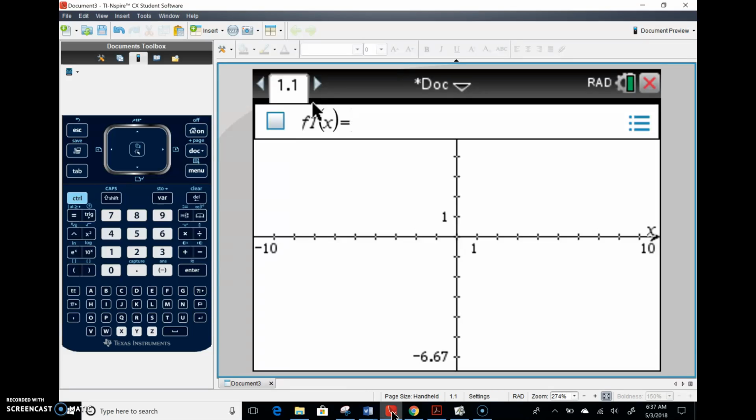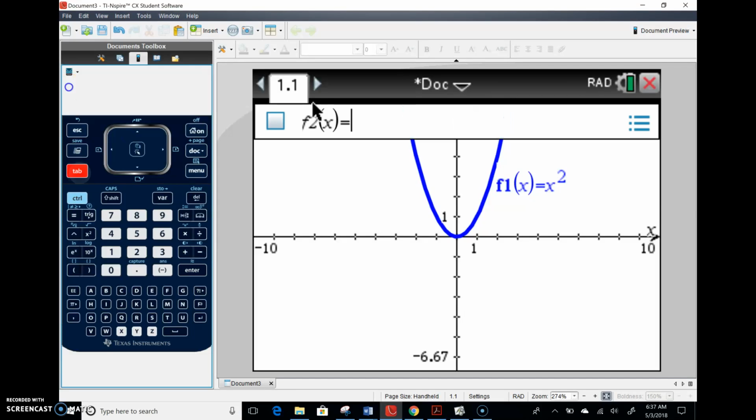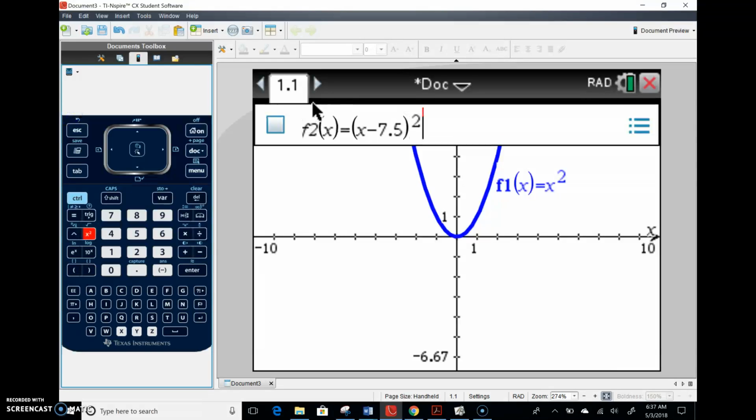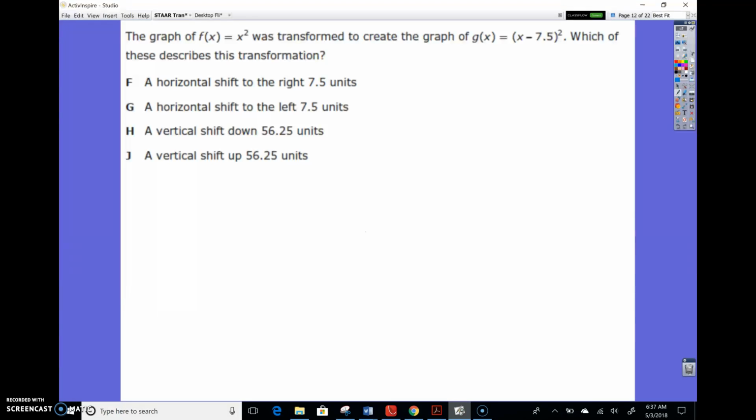We should know exactly what's going to happen. I graph that, then tab g of x equals parentheses x minus 7.5. Let me make sure it's a minus there. Yes, it is a minus. Remember that a minus inside the parentheses moves it to the right. So I'm going to graph it. You see right there, it moves it to the right, but in math terms, we call it a shift to the right.